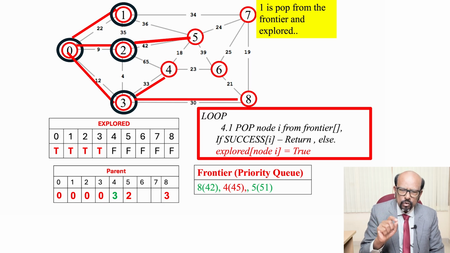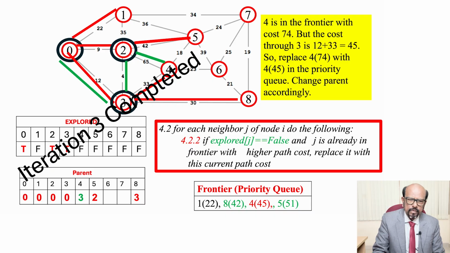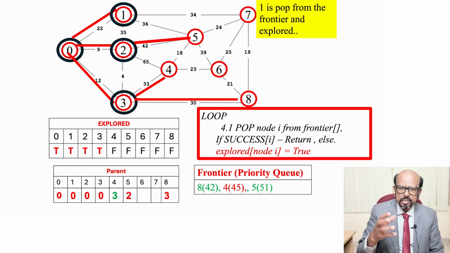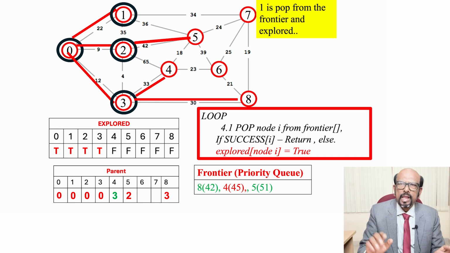In iteration 4, 1 was in the queue. Look at it. This is when iteration 3 was completed. 1 is the first entry in the priority queue. Now, in iteration 4, we begin with pop. So, 1 is taken out.